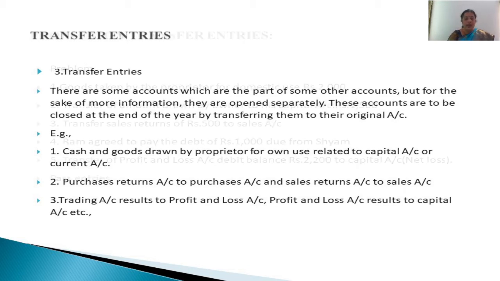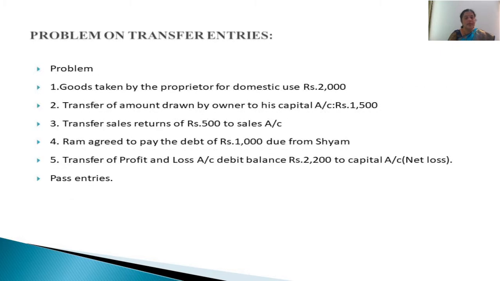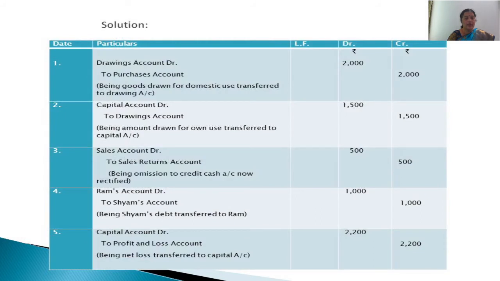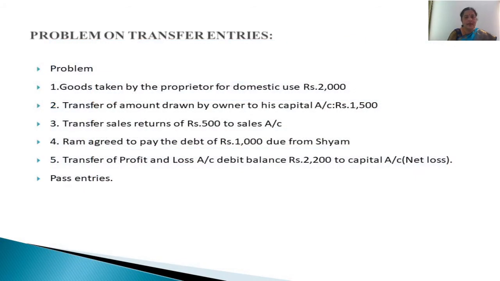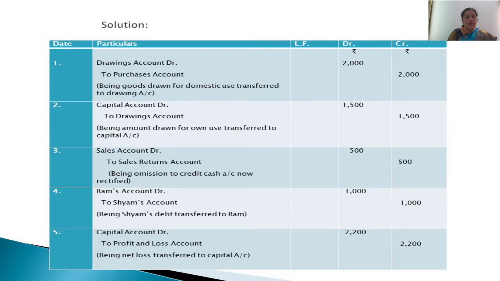Okay, something like that. And look at the problem: goods taken by the proprietor for domestic use. So in that case, it is related to drawings account. So drawings account debited to purchases account, because it is goods taken or cash taken or whatever it is related to drawings, means properties of the business is being used by the owner or proprietor of the business for personal use. Then the second one, transfer of amount drawn by owner to his capital account, 1500. So capital account is to be debited to drawings account because it is transferred to capital account.